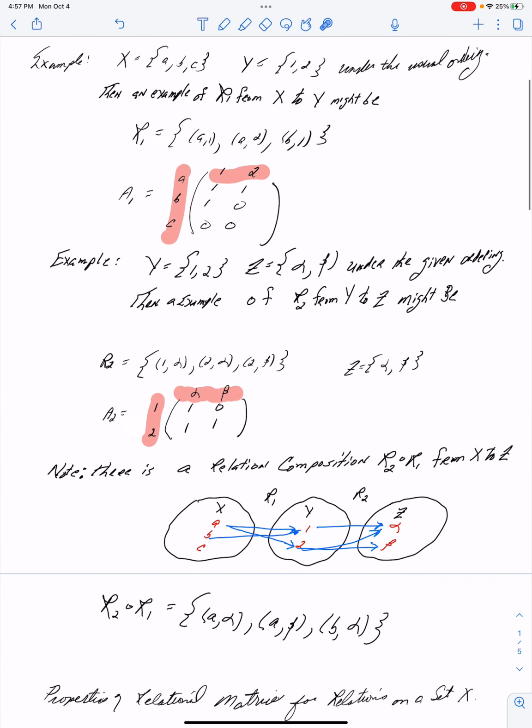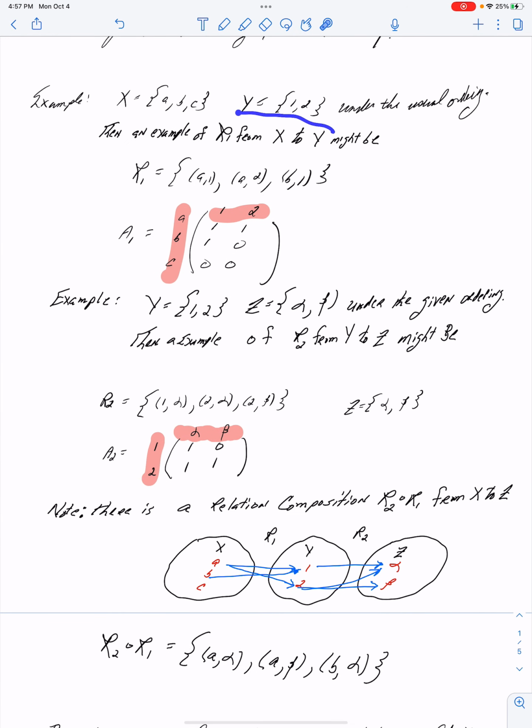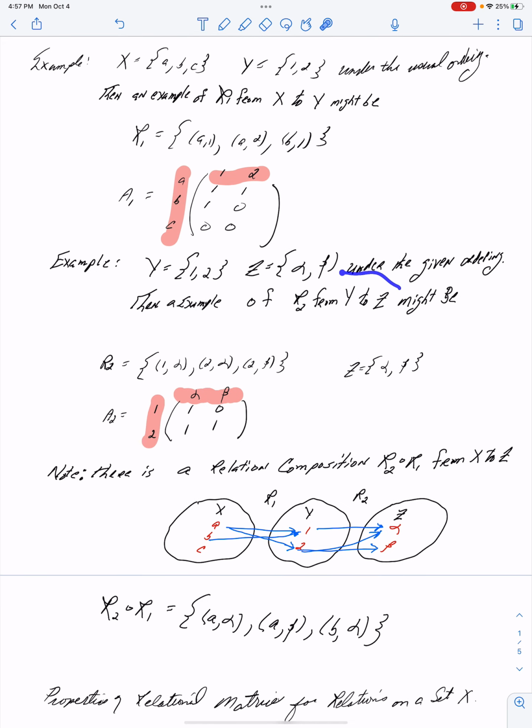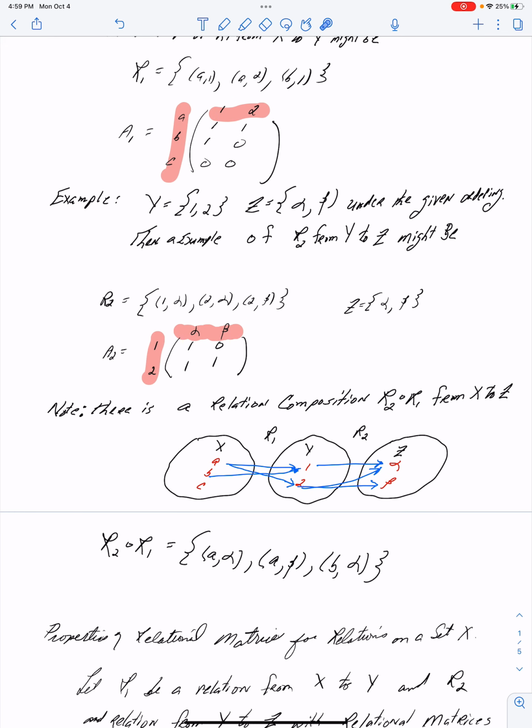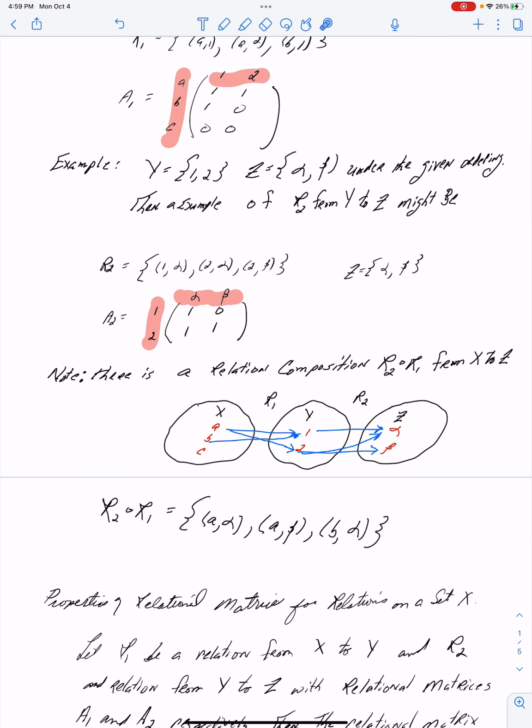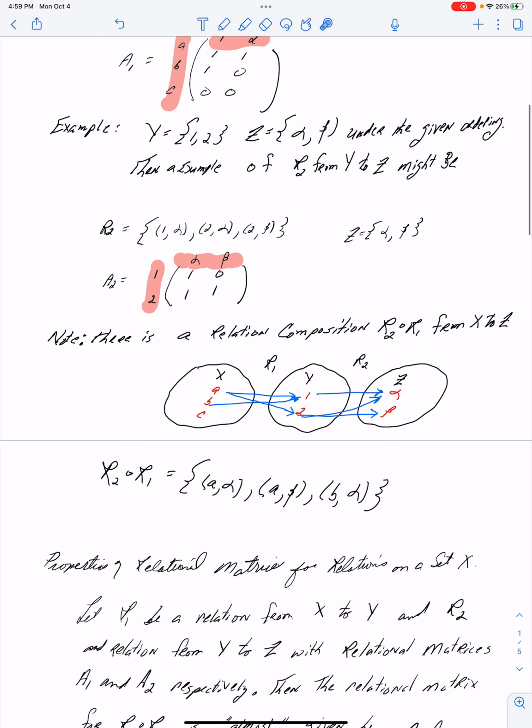Now, the way I've set things up, R1 goes from X to Y. And R2 goes from Y to Z. So guess what? That gives rise to a relation composition going from X and ending at Z. And if you'll recall, we call that relation composition R2 composed with R1. How do we figure out what R2 composed with R1 is? Well, one way to do it is an arrow diagram.